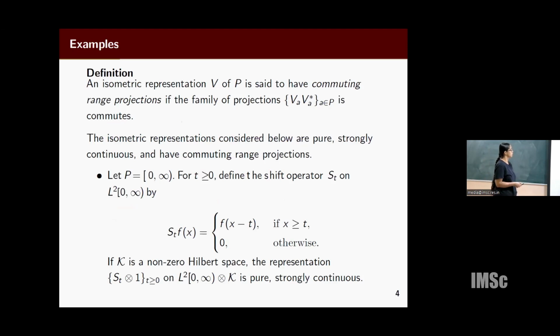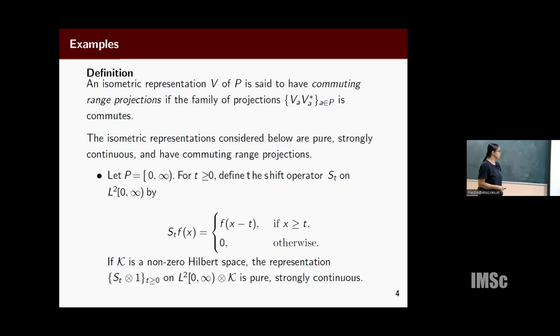For each a in P we consider an isometry V_a given by the representation, and this is the range projection of this isometry, because the range of this projection is the range of V_a. If this family is a commuting family, we say the isometric representation has commuting range projections. So all the representations we consider will have commuting range projections.